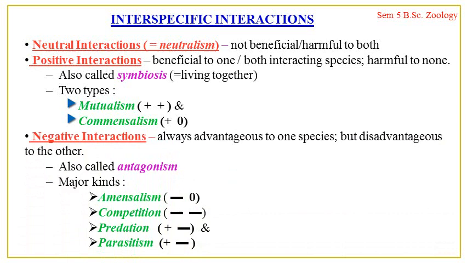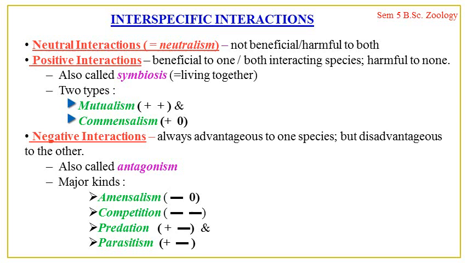Okay, now next is negative interactions. Here the interaction always has at least one member getting harmed. Okay, it is negatively affected. So it could be advantageous to one, or it could be disadvantageous to both. Either way it can. It is otherwise known as antagonism, that is, against.